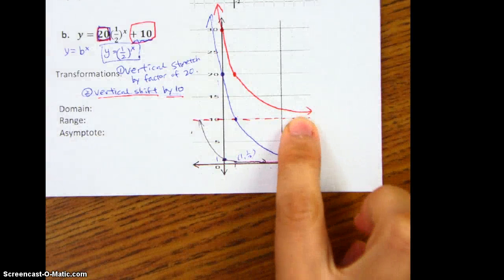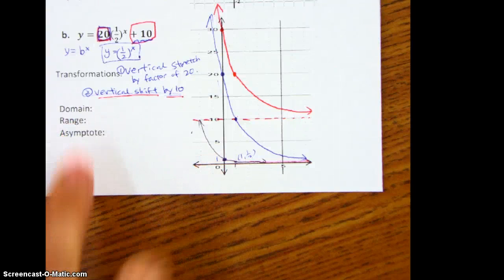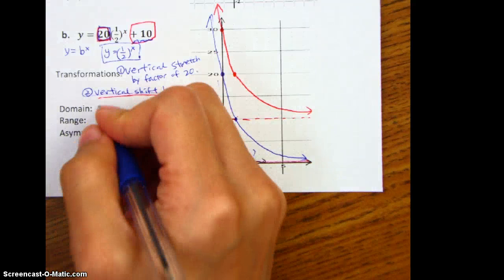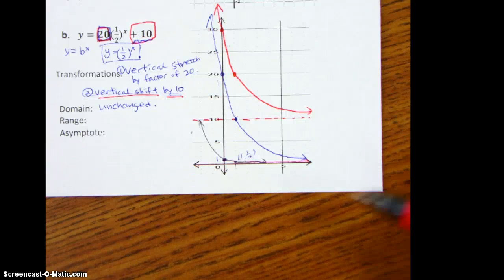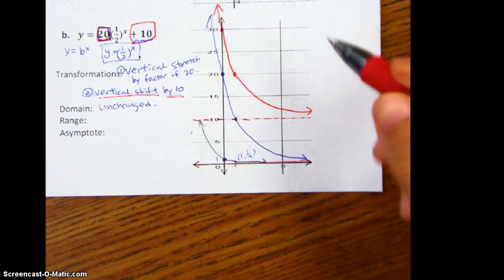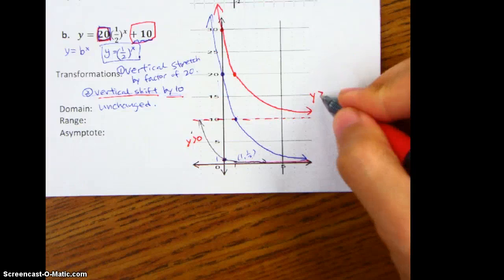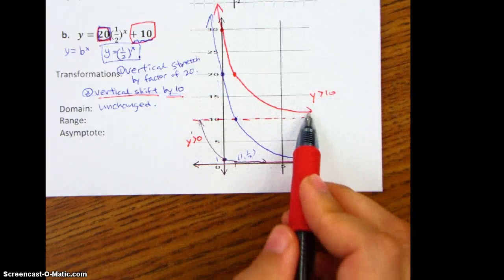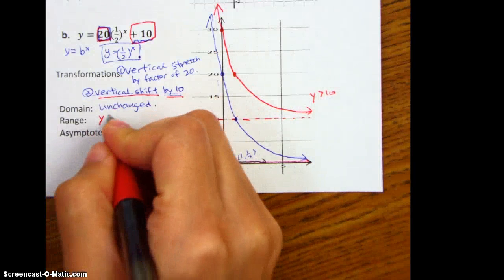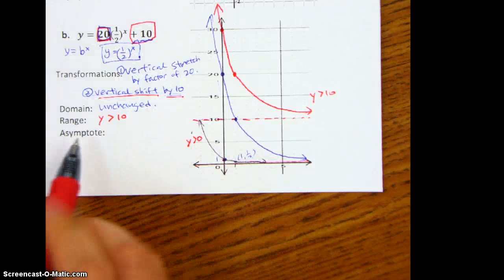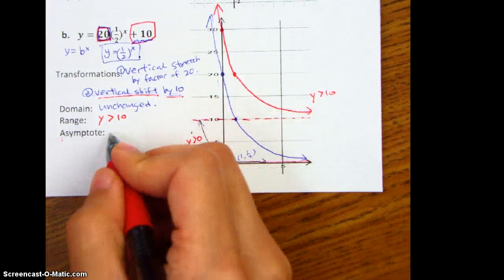So if you look at the red graph and compare that with our parent function, which is the black graph, our domain hasn't been changed because it's always all real numbers. So this is unchanged. Our range is somewhat different because the black graph had a range of y greater than 0. Now the red graph has a range of y greater than 10 because the red graph is always above this line. So the range has been changed to this, and as I mentioned, the asymptote has been changed. Previously it was the x-axis, now it's this line, which is y equals 10.